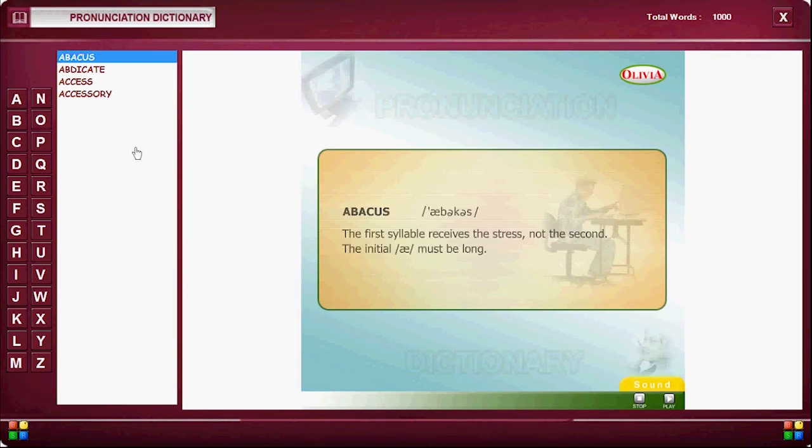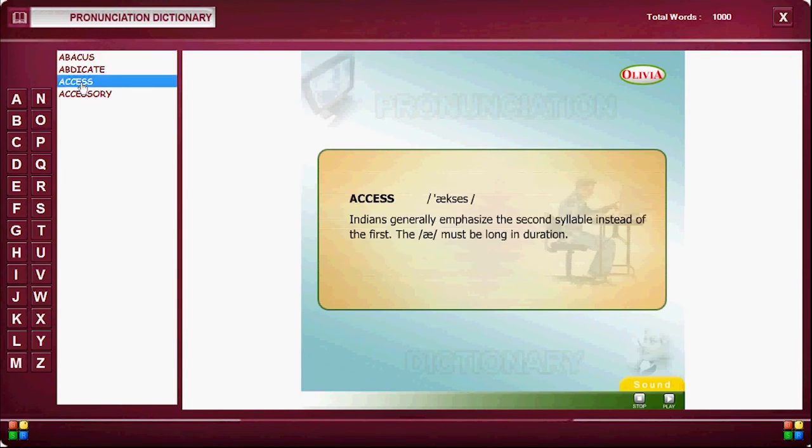Abacus. No, it's not pronounced that way, because the first syllable receives the stress and not the second. So the initial a must be long, and it is pronounced abacus. Access. Well, Indians emphasize the second syllable instead of the first. The a must be long in duration, so it should be access and not excess.